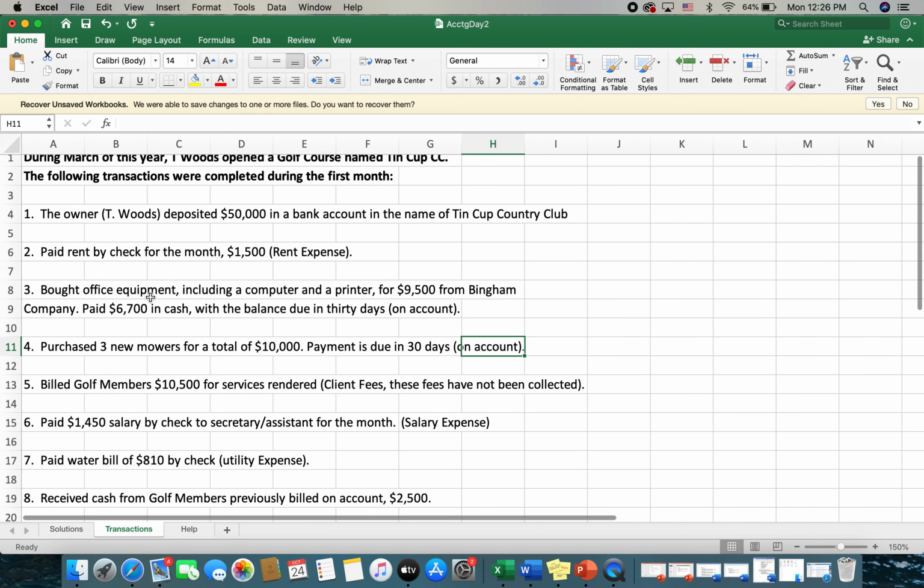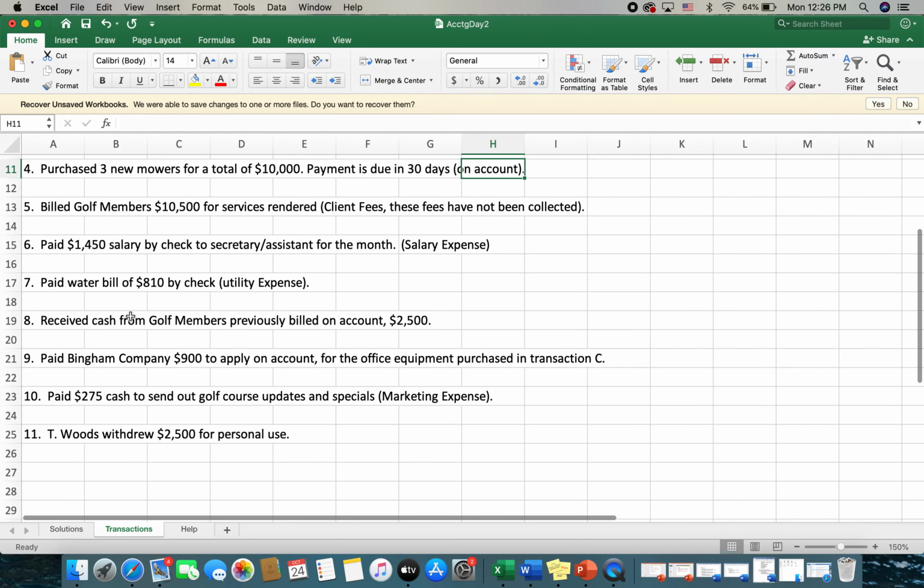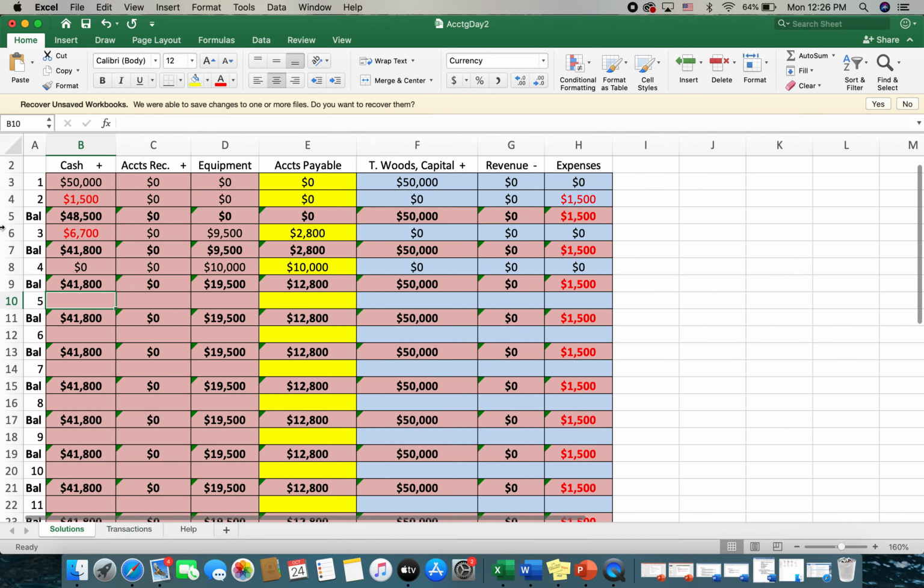Here we go, number 5. Billed golf members $10,500 for services rendered. These fees have not been collected, so this is money that is owed to us. We did not receive any cash. Accounts receivable is money that is owed to us for services rendered, products that have already been sold.